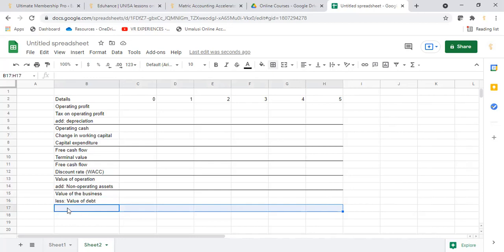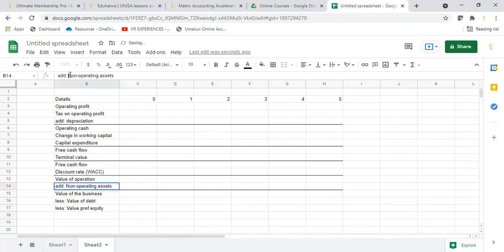and then remember, there can be other types of equity as well. Like for example, less pref equity. Because remember, we don't want any equity. We want the value of ordinary equity. So then you less the value of preference equity. Okay, this must also be value of, meaning the market value. Okay, so not just any number, it must be the value of.